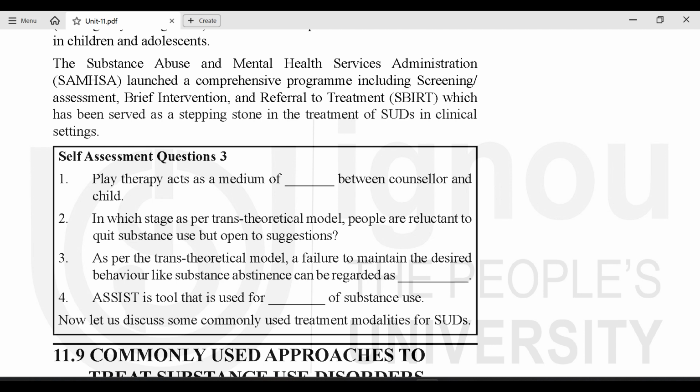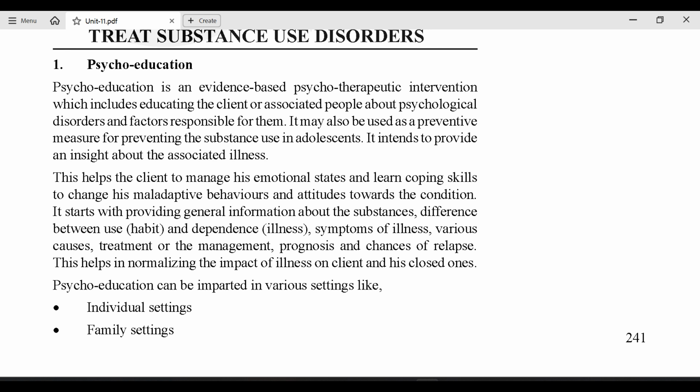11.9 Commonly used approaches to treat substance use disorders. 1. Psychoeducation. Psychoeducation is an evidence-based psychotherapeutic intervention which includes educating the client or associated people about psychological disorders and factors responsible for them. It may also be used as a preventive measure for preventing substance use in adolescents. It intends to provide an insight about the associated illness.